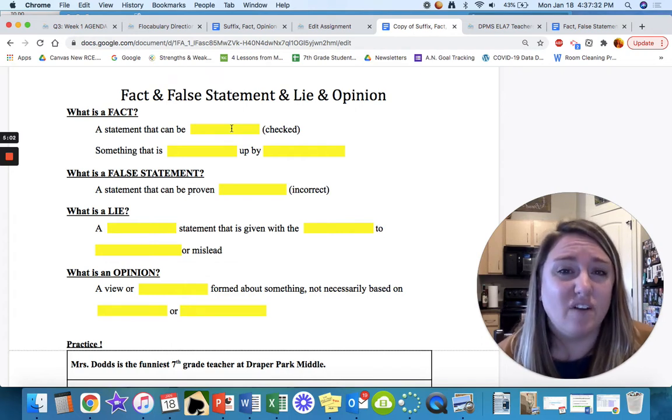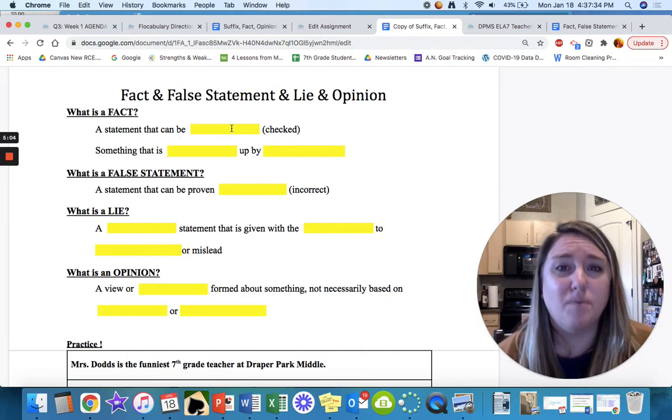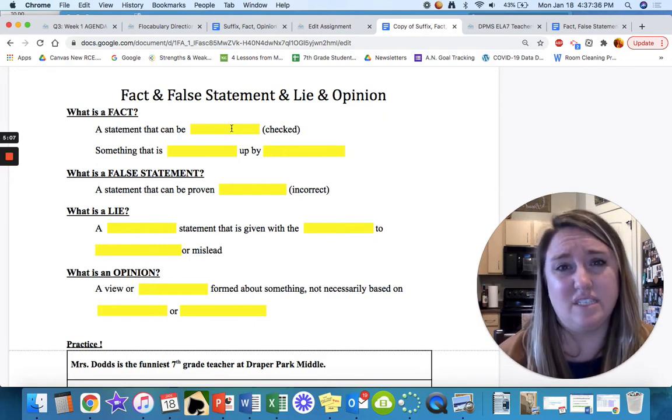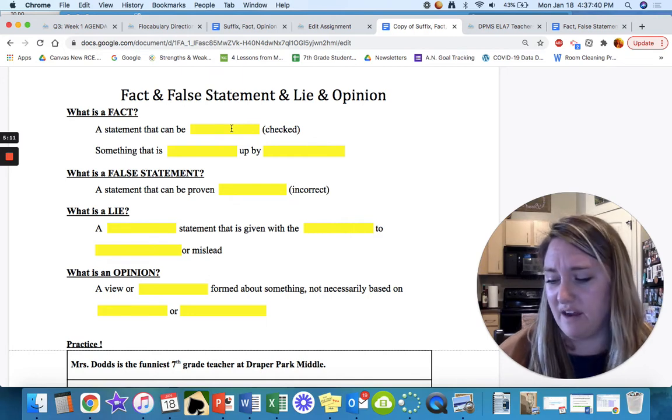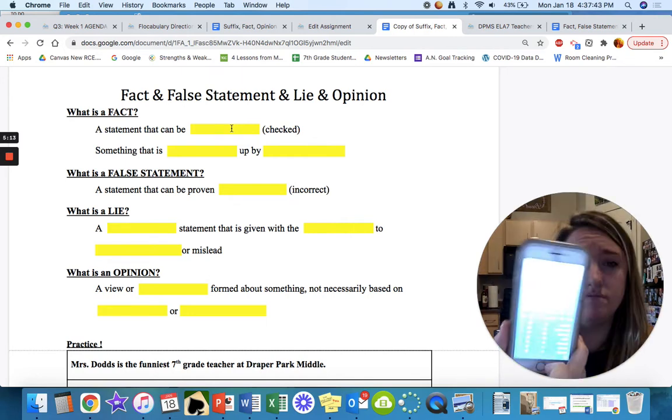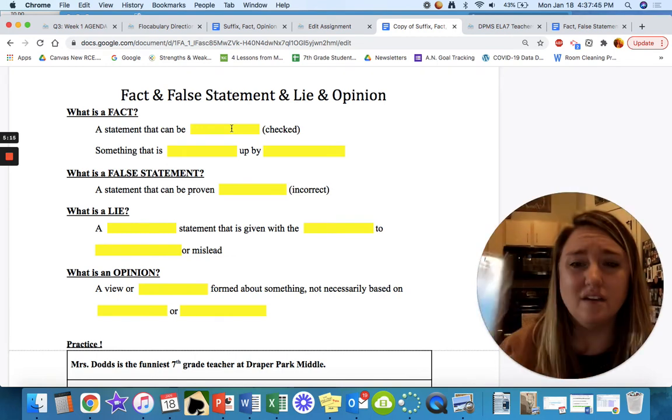A lie is different than an opinion, though. A lie can be proven false, right? I could lie to you and say the sky is red. It can be proven false. It's not red. I could lie to you and say it's 90 degrees in West Jordan. Look, it can be proven false.